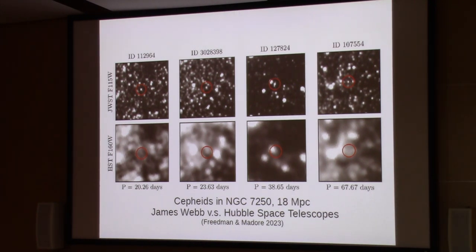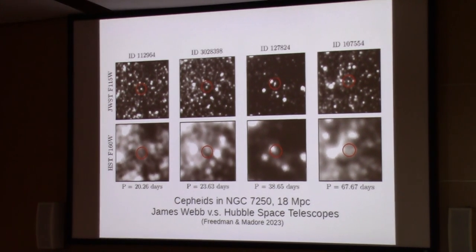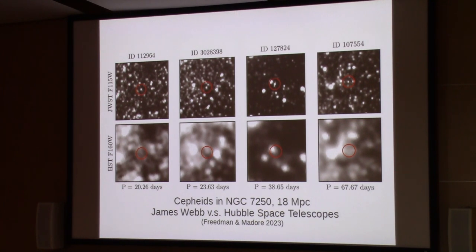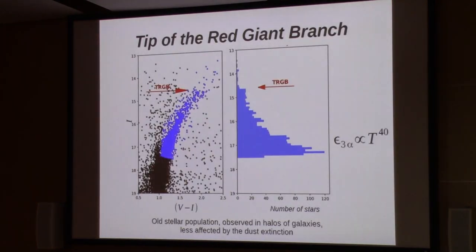And we may see, these are the same fields, so we may see a significant increase in the resolution that allows us to actually resolve those Cepheids. So there are really high hopes about the James Webb Space Telescope, specifically when it comes to these blending and crowding issues. But there are no results yet based on the James Webb.